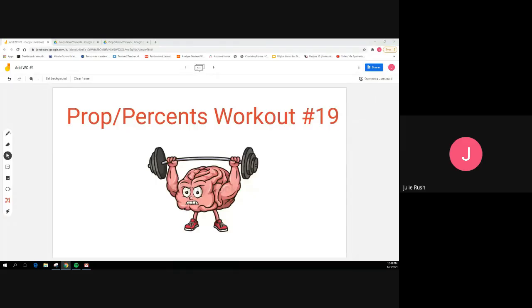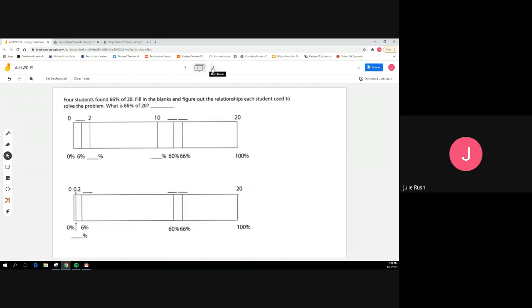Hi guys, it's time for our proportion and percent workout number 19, and we are still using our percent bars to help us solve. Today's problem is a little bit different, so let's go through and talk about it.